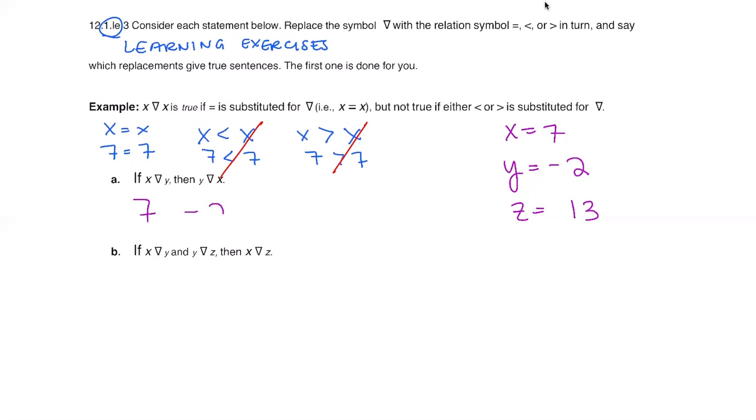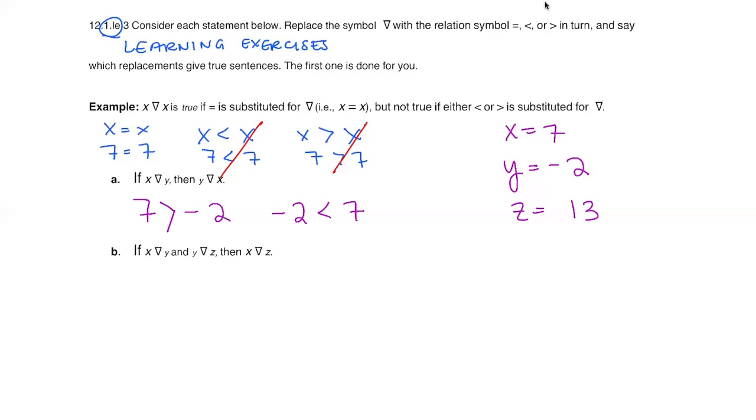7 and -2. Well, 7 is not equal to -2. We can't put that in there. 7 is not less than -2. Can't put that in there. So we would say 7 is greater than -2. Well, if 7 is greater than -2, that means -2 is less than 7. That's how they want you to go through this.